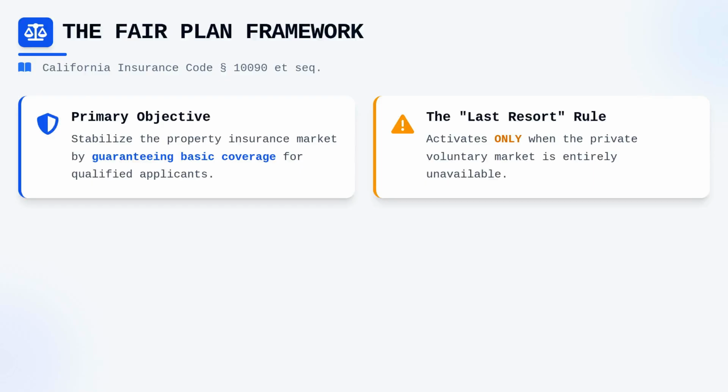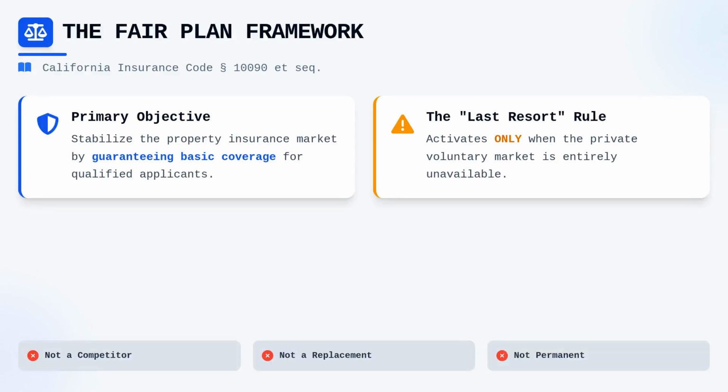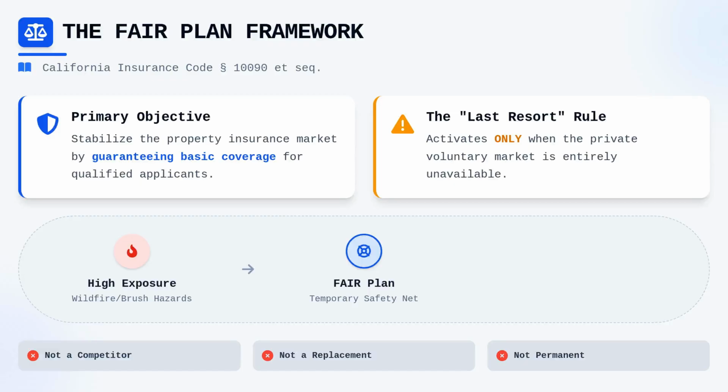Crucially, the statutory text emphasizes that the FAIR Plan is designed to be an insurer of last resort, meaning it steps in only when the private, voluntary market is entirely unavailable. It is not intended to compete with or replace private admitted insurers or surplus lines brokers. Instead, the framework acts as a temporary safety net, providing a mechanism to absorb risks that standard underwriting models reject due to high exposure, such as severe wildfire or brush hazards. By law, the system operates with the explicit goal of encouraging property owners to return to the voluntary market as soon as private capacity becomes accessible again.